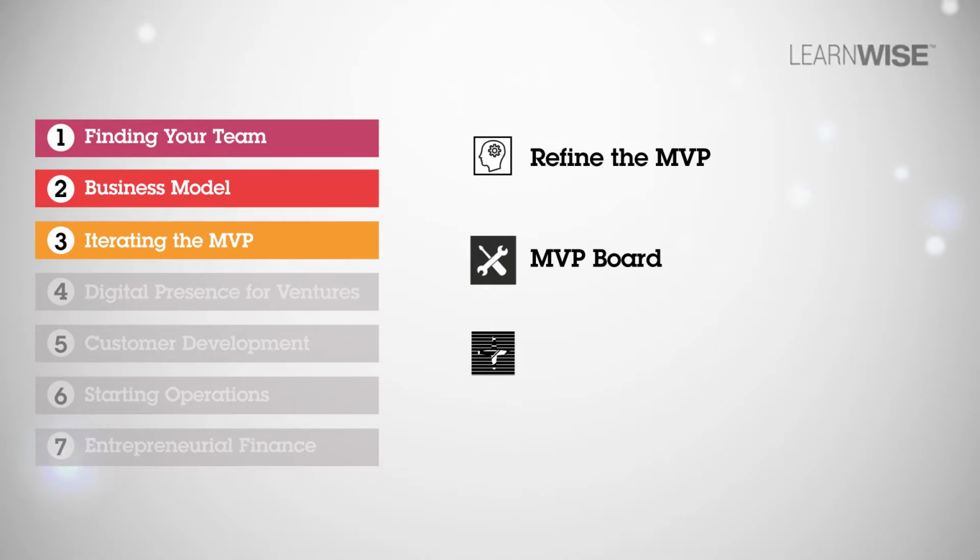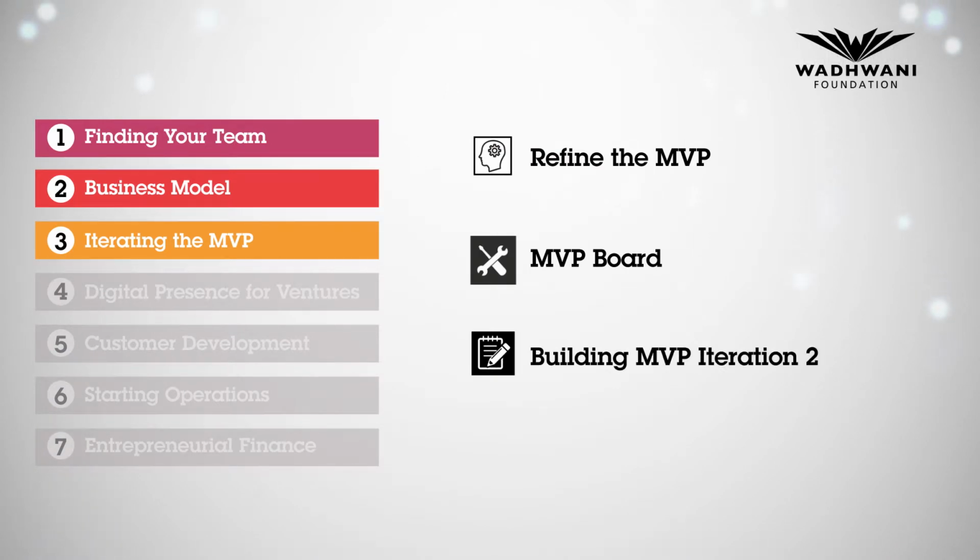This lesson has 1 assignment: Building MVP Iteration 2, where you will analyze the results achieved from the experiment conducted for MVP Iteration 2 and decide if you need to pivot or continue with the same course of action.